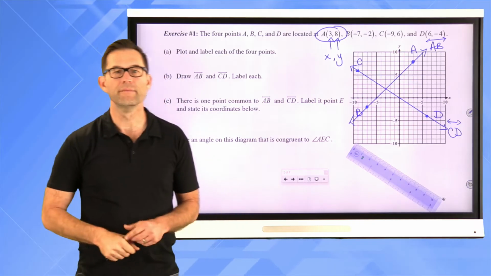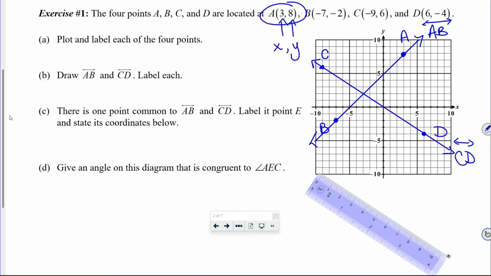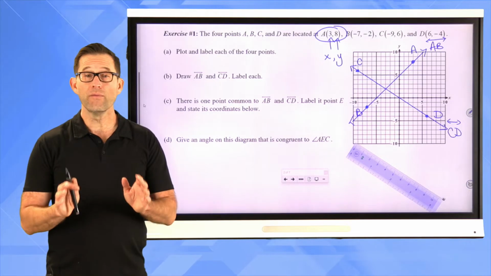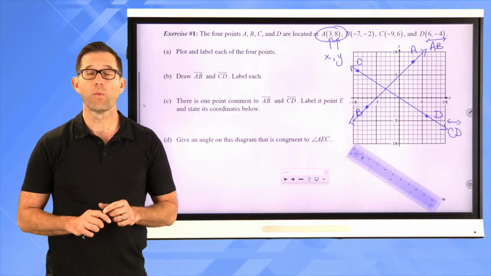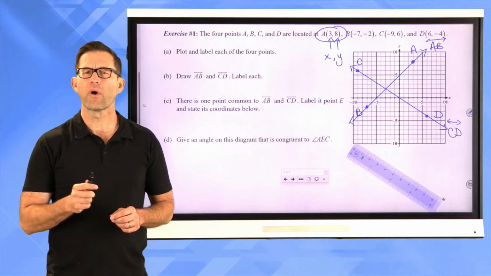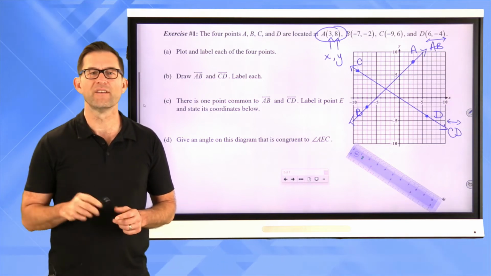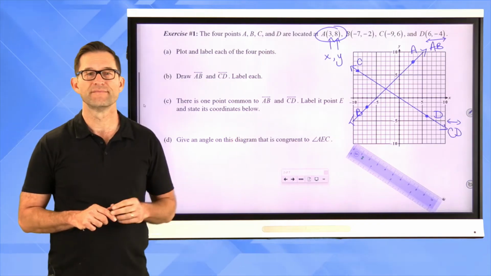Okay, great. Let's take a look at letter C now. There is one point common to line AB and line CD. Label it point E and state its coordinates below. All right, well, hopefully, if you draw these 2 lines together with me, it will be obvious what point is common to both. Pause the video now, draw that point in with a little filled in dot, and label it point E and state its coordinates right down here.